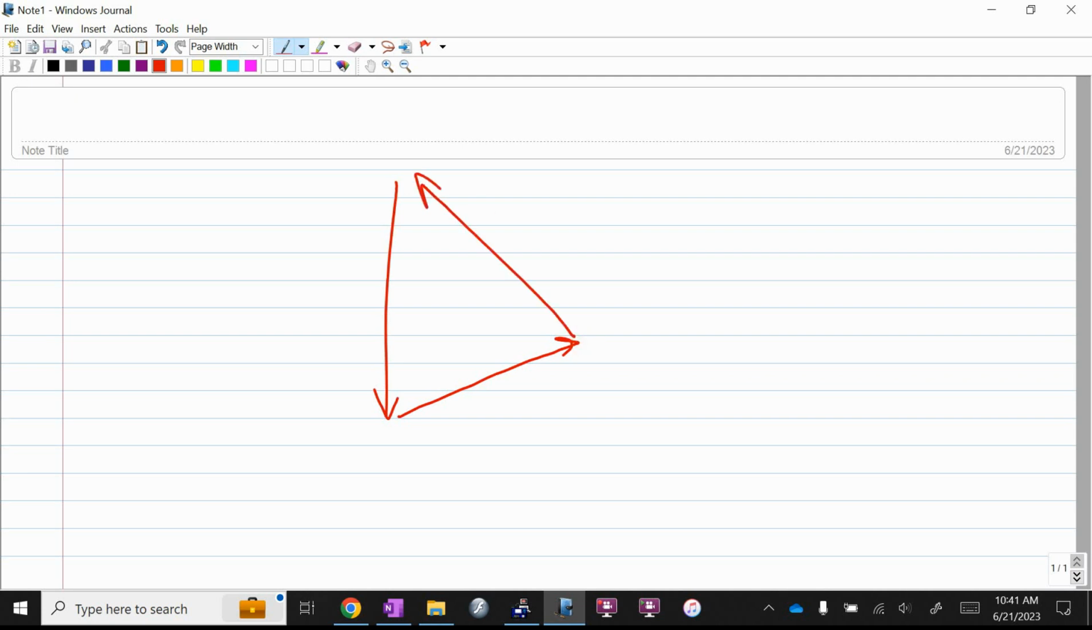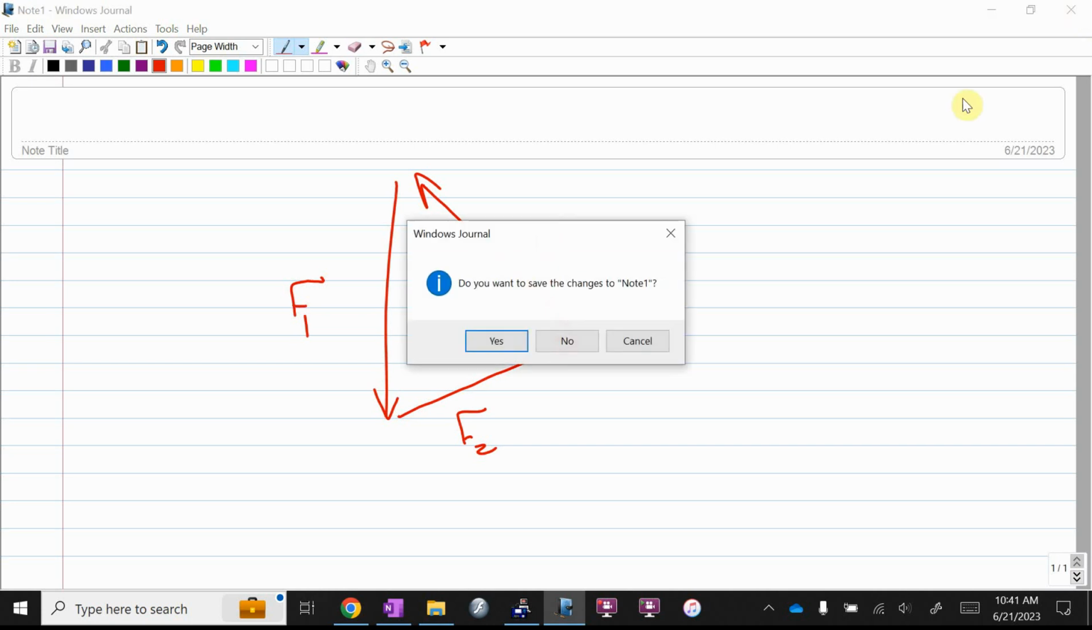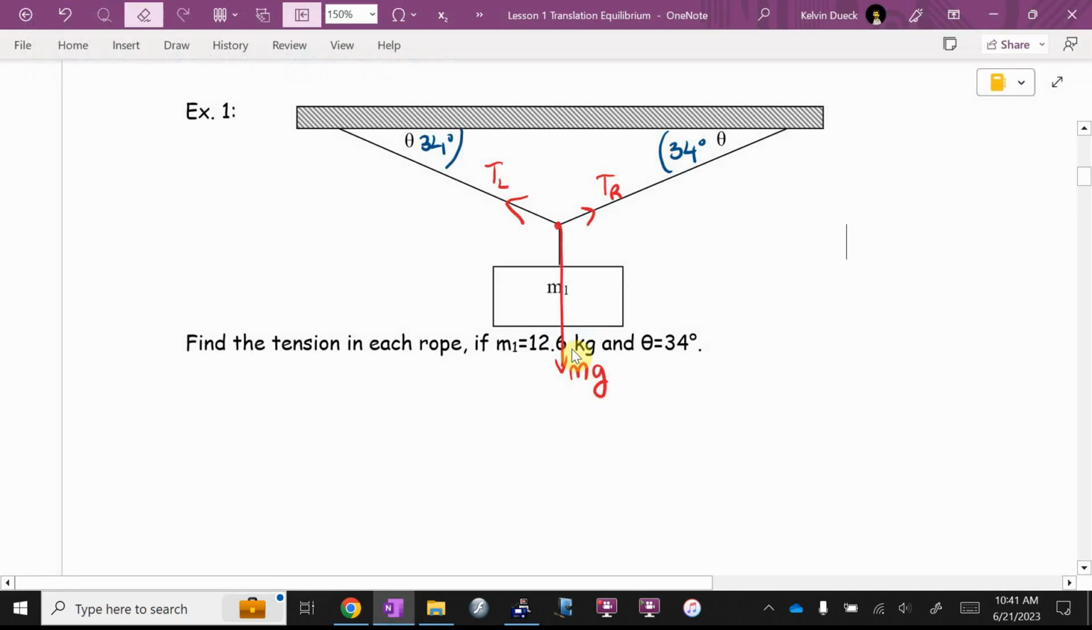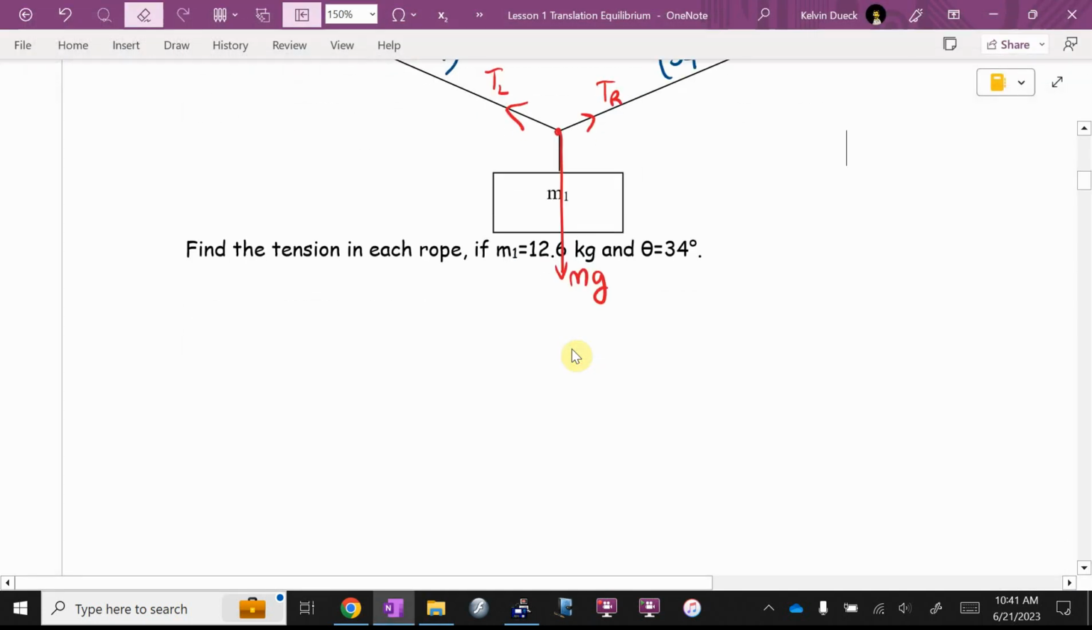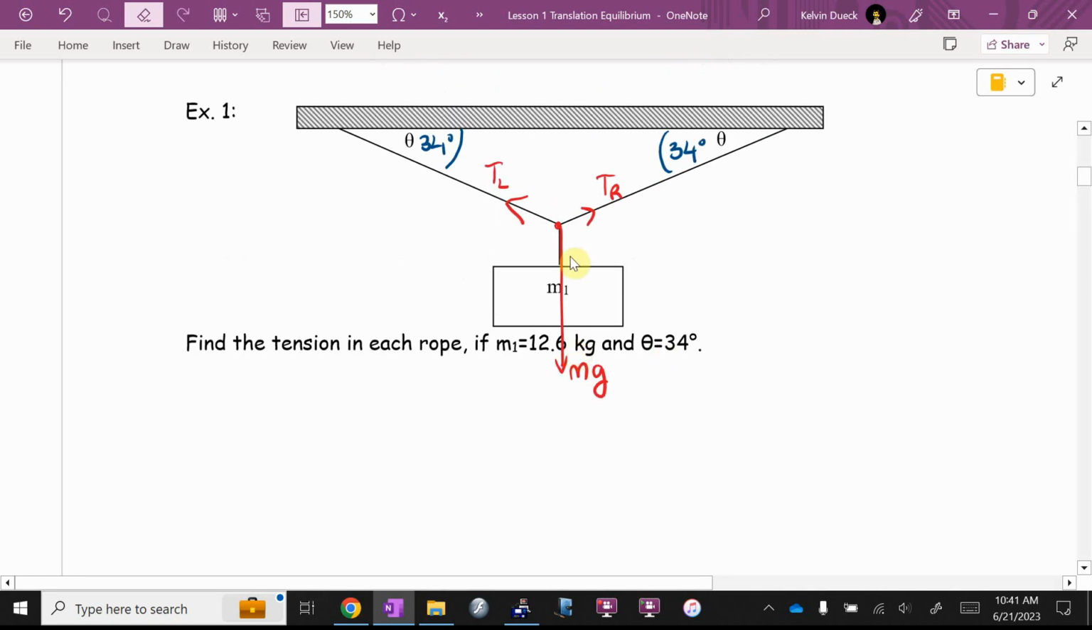Okay, if those are displacements, that's a displacement of zero. Well, if those are forces, that's also a net force of zero. That's a picture of translational equilibrium. That's what we're going to draw: a three-vector triangle that goes back to where it starts from, that ends up pointing back where it came from. We always draw the easiest vector first.